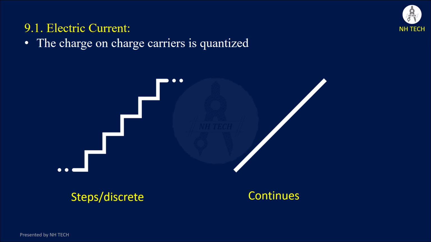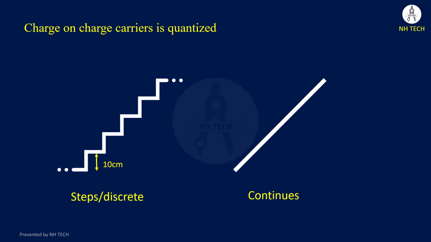In the first diagram, if we consider the height of the step to be 10 cm, then you have discrete steps in multiples of 10 cm. You can step up at 20 cm, 30 cm, 40 cm and so on. You can't step up at 15 cm. But in the second diagram the height is continuous, you can reach any height.